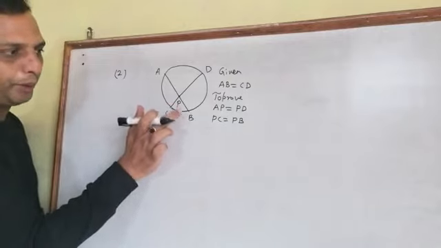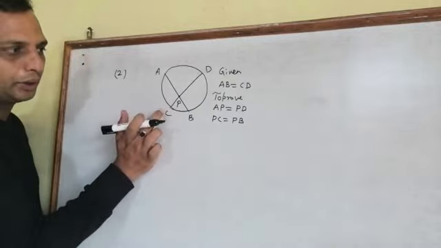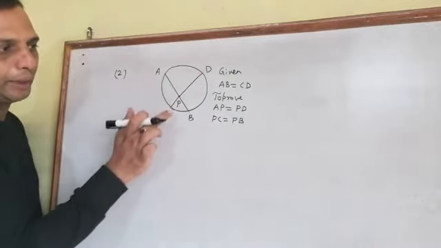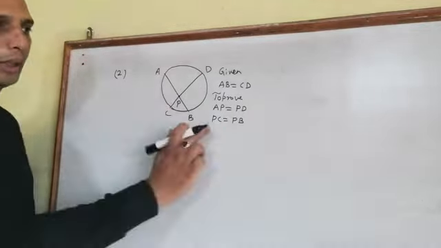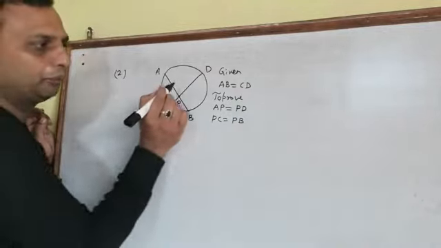And the other part is what? PB. PB is the other part, which will be equal to PC, because PC is the part of the CD chord and PB is the part of the AB chord. We have to prove these two things. So for that we have to do some construction.